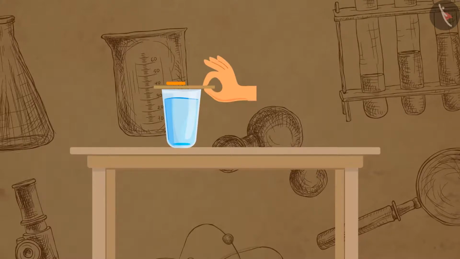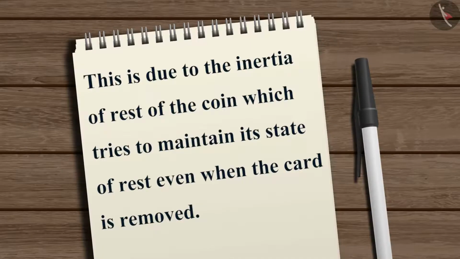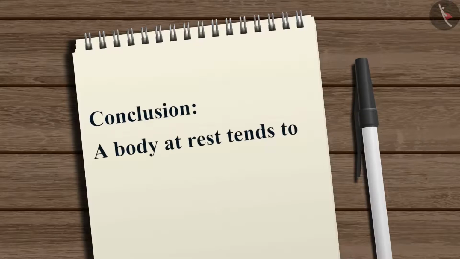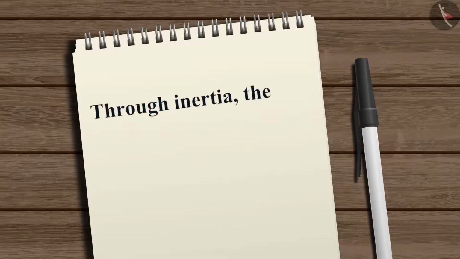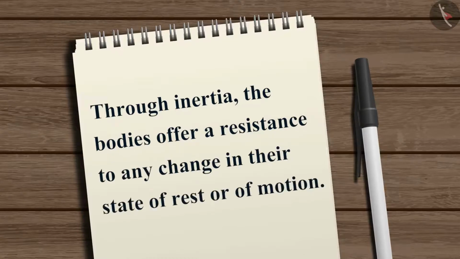But if you pull the card really fast, the coin above it will fall vertically downward in the glass, instead of moving along with it. This is due to the inertia of rest of the coin, which tries to maintain its state of rest even when the card is removed. From this experiment, we can conclude that a body at rest tends to stay at rest. Through inertia, the bodies offer a resistance to any change in their state of rest or of motion.